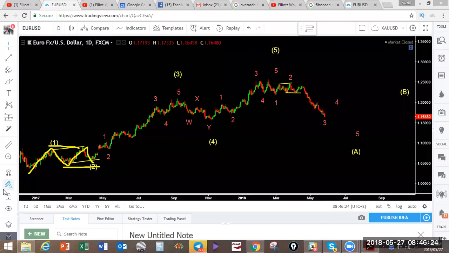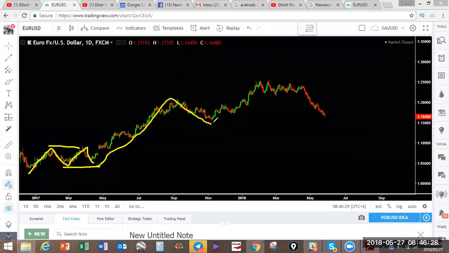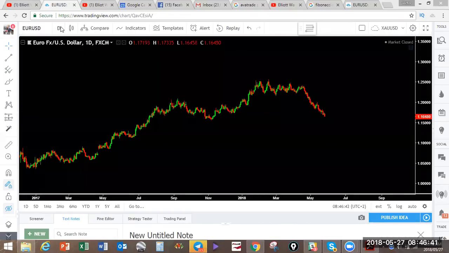Let's switch off the numbers. 3, 4, 5, like that. So you get a 1, 2, 3, 4, 5. Okay, so this 5 we wanted it to be a little bit higher. So let's go to the 4-hour time frame and show you why we were looking for one move higher.